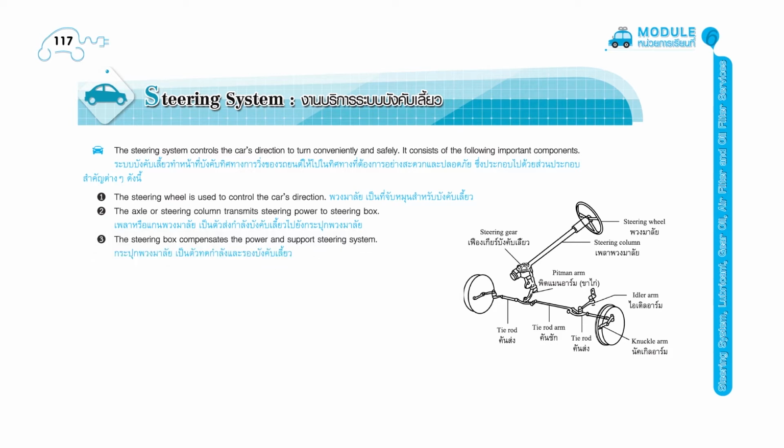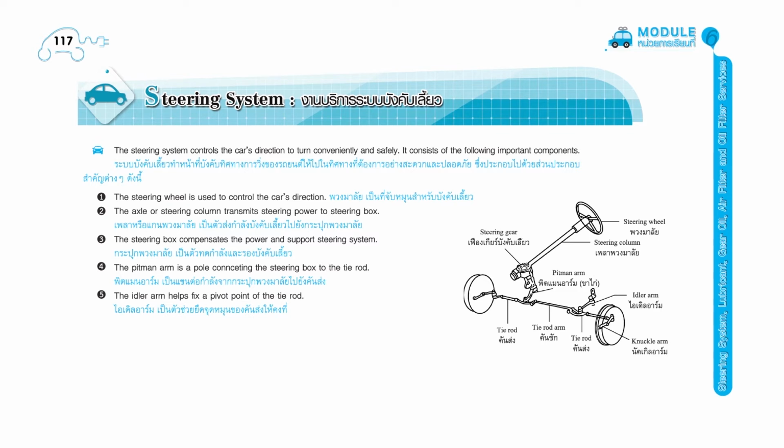3. The steering box compensates the power and support steering system. 4. The pitman arm is a pole connecting the steering box to the tie rod. 5. The idler arm helps fix a pivot point of the tie rod. 6. The tie rod arm connects between the left and right tie rods.